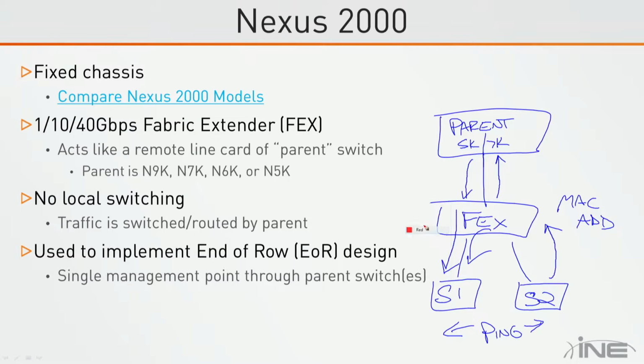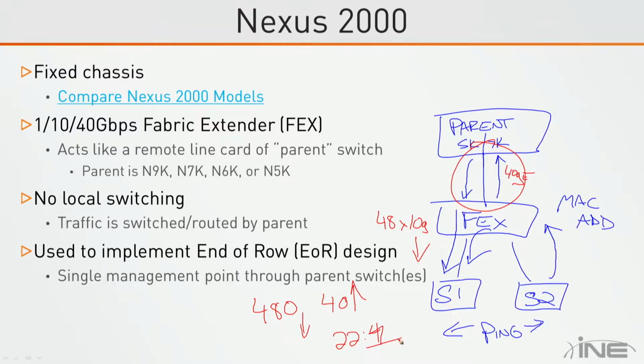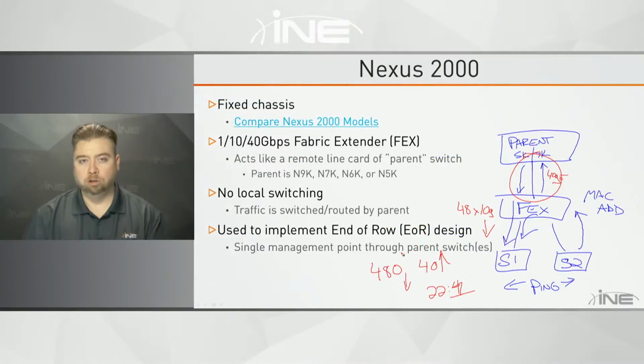So this link here is going to be ultimately the bottleneck of the fabric extender design. If this is a 40 gig Ethernet port, but you have 48 by 10 gig ports going downstream, you basically have 480 gig down, but you only have 40 gigs up. So you're going to be oversubscribing that in what, a ratio of what, 22 to 1? 22 to 1, is that right? So we'll see that it depends on the physical model that we're looking at.